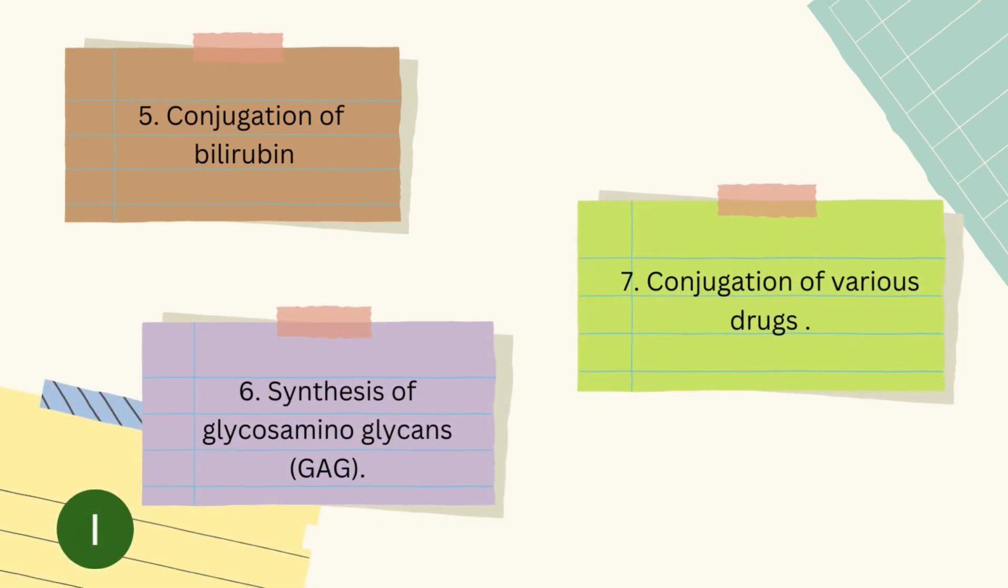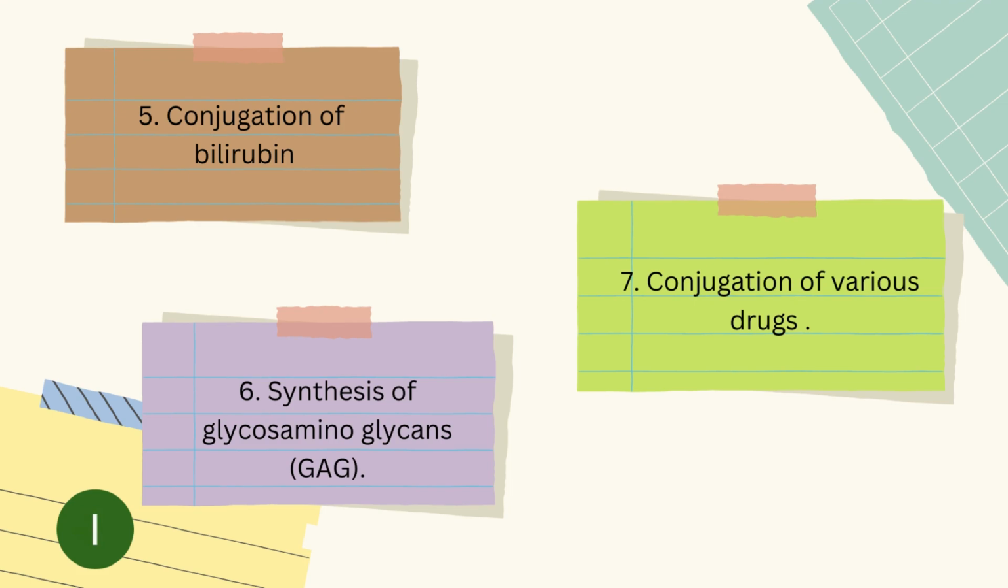The next significance of the uronic acid pathway is conjugation of bilirubin. Conjugation prevents bilirubin from passively being reabsorbed by the intestinal mucosa. It is due to its hydrophilicity and large molecular size. Thus, conjugation works to promote the elimination of potentially toxic metabolic waste products.